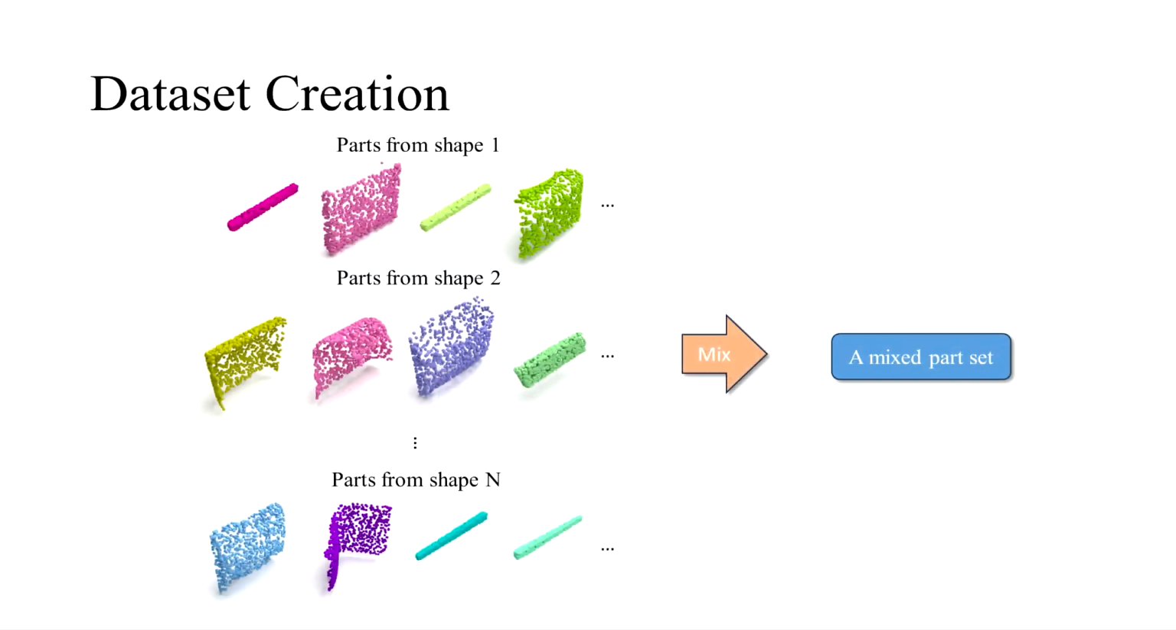We here apply a random mixing method to create our data sets. We randomly select n shapes from the PartNet data sets. We then mix all the parts into a single set. The sequence of parts are shuffled.